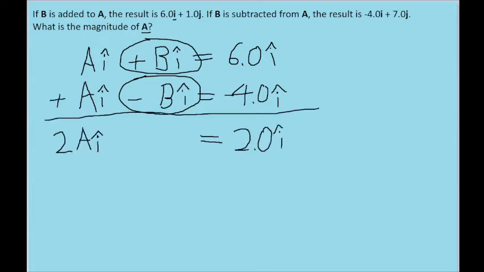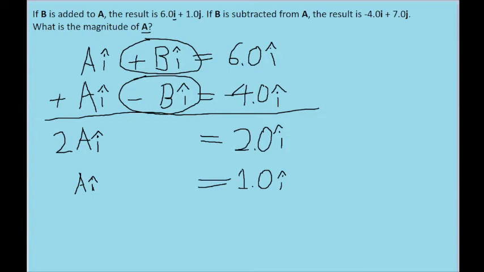What we end up with are the two A's adding up to make 2Ai, and then the 6 minus 4 just becomes 2.0i. So now to get A on its own, to find out what A is in the I component, we just divide both sides of this new equation by 2. 2 divided by 2 is 1, of course. So A, the vector A, in the I direction, is equal to 1.0.